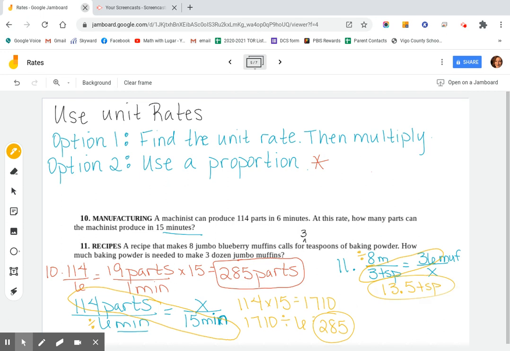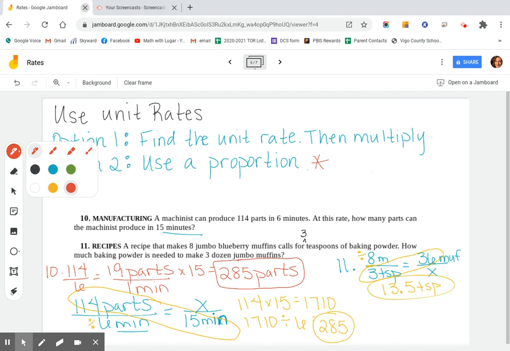Here's where you run into trouble. If you had tried the other method, it's going to be natural to put 8 muffins over 3 teaspoons, right? And then to take 8 divided by 3, that's going to tell you how many muffins you get for every 1 teaspoon. But what I really want to know is how many teaspoons, or how much of a teaspoon, it takes for every 1 muffin. Because the part that I'm finding isn't how many muffins, it's how many teaspoons.